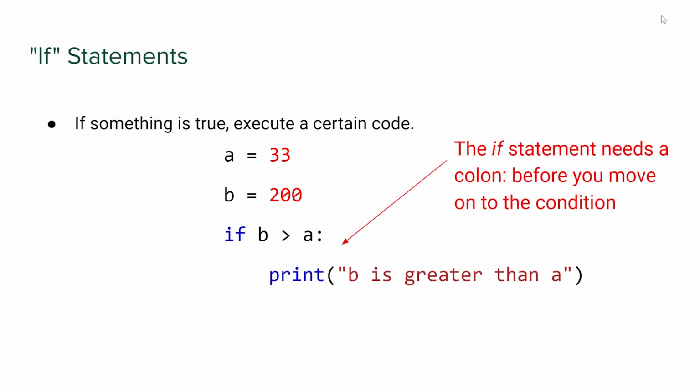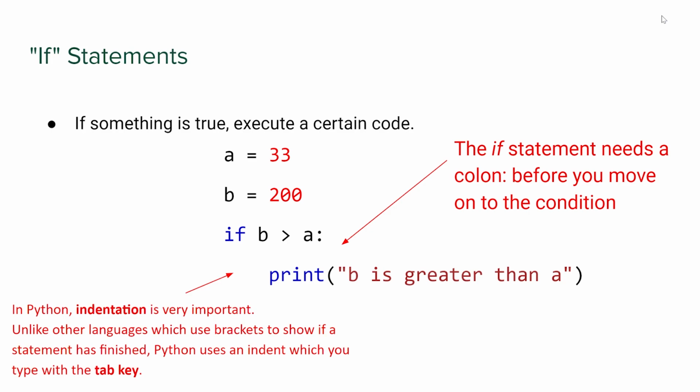Okay, the if statement needs a colon. That's a very important thing before we move on to a condition. Okay, and you also need indentation. So the colon is used to indicate basically what's inside the if statement, what's the code that's going to run if that condition is met.